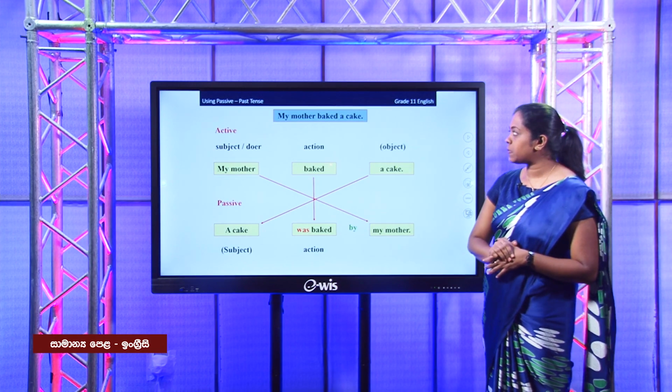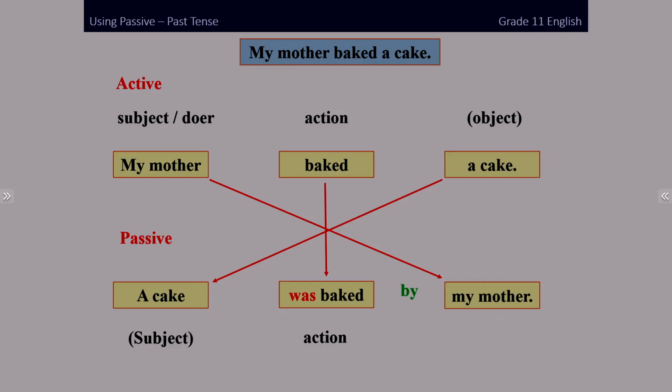Right, let me take this particular example. My mother baked a cake. First of all, when you are given a sentence and you are asked to change it into passive, my advice for you is to identify the tense of the sentence. What is the tense of this sentence? Correct. This is in the simple past form because you see the word baked, which is the past form of the word bake. Right. So, we write the sentence as it is.